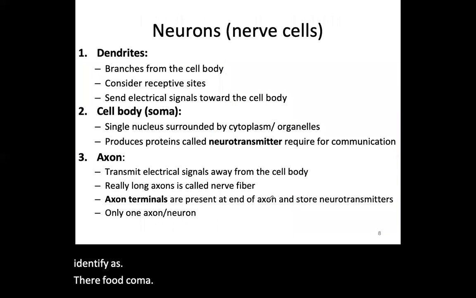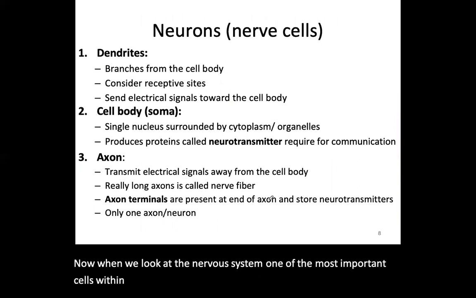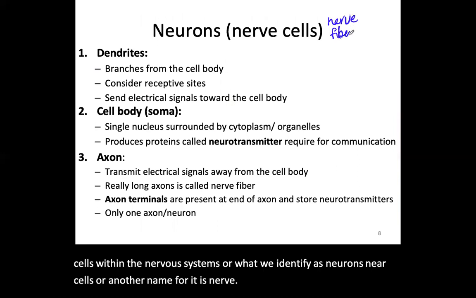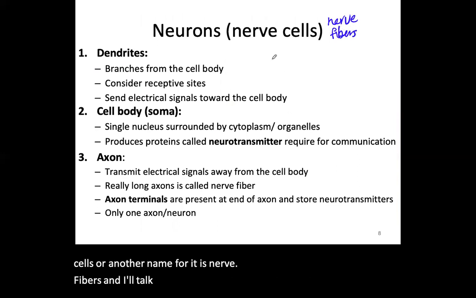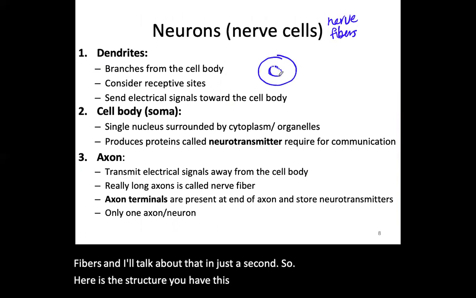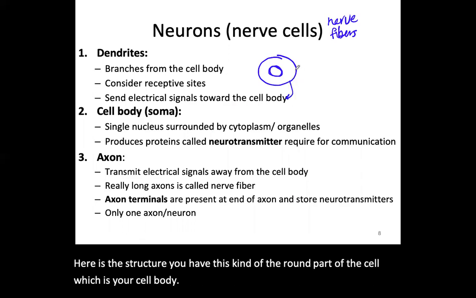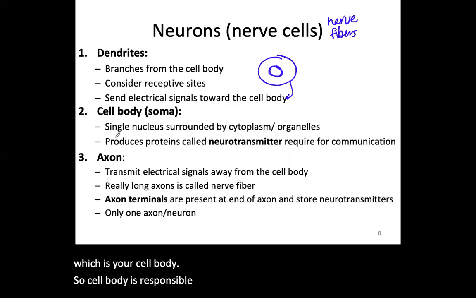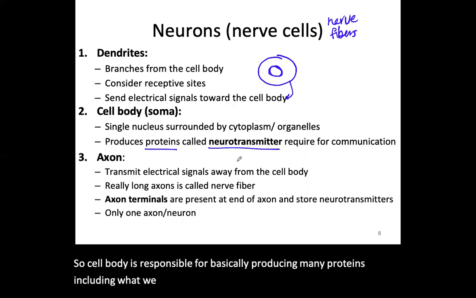Now, when we look at the nervous system, one of the most important cells within the nervous system are what we identify as neurons, nerve cells, or another name for it is nerve fibers. And I'll talk about that in just a second. So here is the structure. You have the round part of the cell, which is your cell body. The cell body is responsible for producing many proteins, including what we identify as neurotransmitters, for the purpose of communication between neuron to neuron.